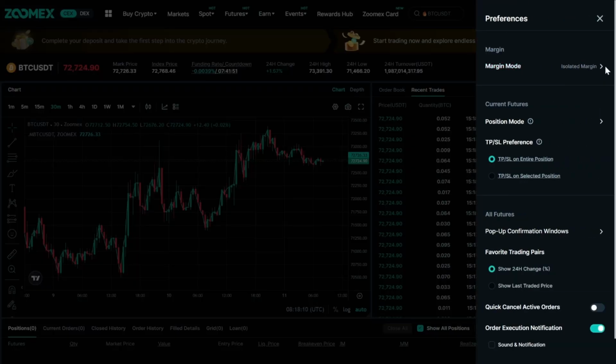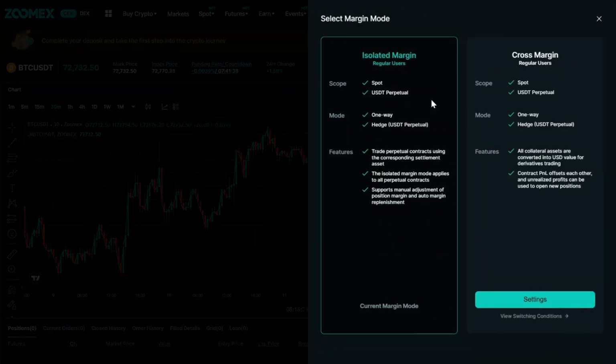There are two really important settings here. We have margin and position mode. In margin mode, we have two different margin settings. We have cross margin and isolated margin. Margin mode controls how your funds are used to support a trade.